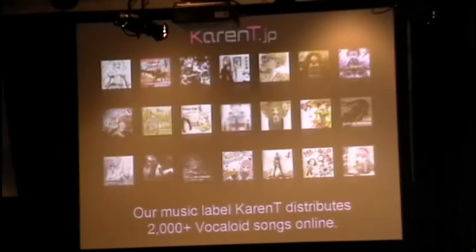Here's another example where some music that somebody would create could be distributed. So we created a label called Current, and users could submit their work to Current, and then that could be distributed through Amazon or iTunes to the rest of the world. As of today, there's over 2,000 Vocaloid songs online.